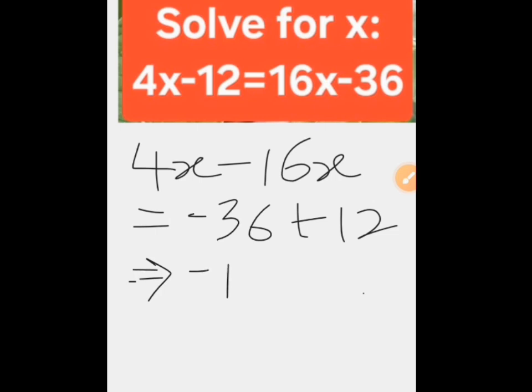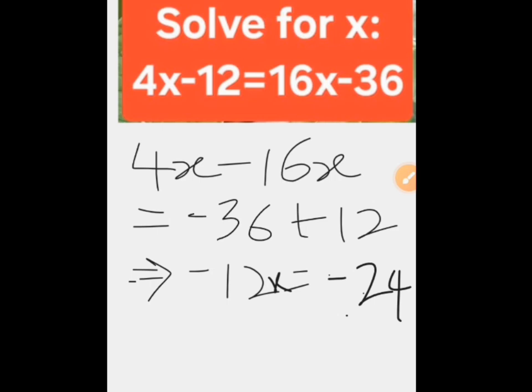So in this case, 4x minus 16x is minus 12x. So minus 12x is equal to minus 36 plus 12. You have minus 36, you add 12, the answer is minus 24. So minus 12x equals minus 24.